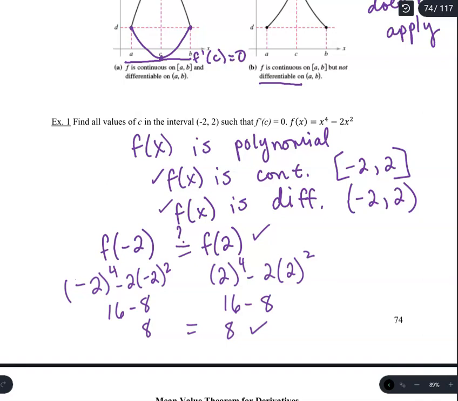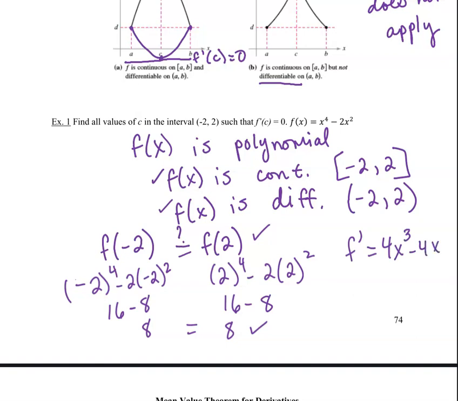So how do we actually get the values of c in between the interval? Well, we're going to find the derivative. So the derivative of the function would be 4x to the 3rd minus 4x. And we're going to set the derivative equal to 0 because according to the theorem, somewhere between -2 and 2, we should get a location where the derivative equals 0.